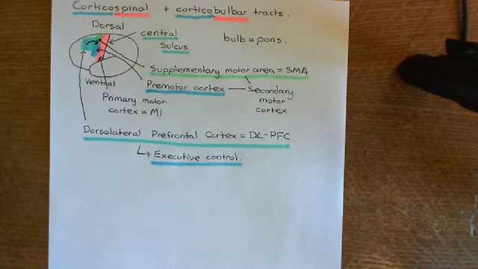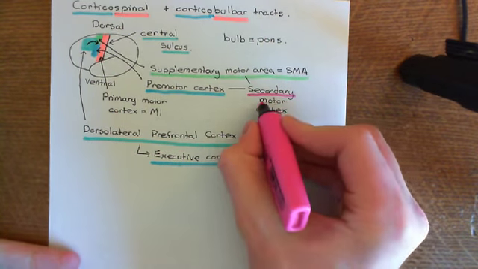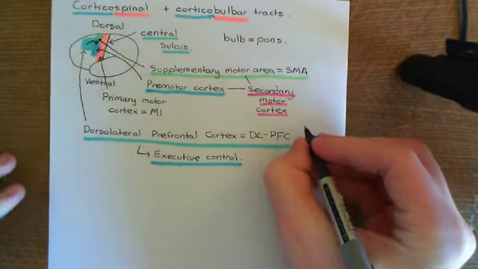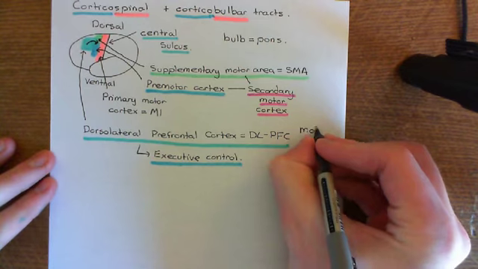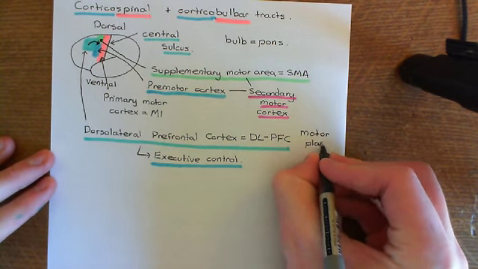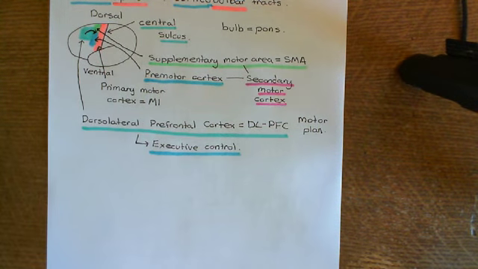Okay, and what does the secondary motor cortex do? Well, the secondary motor cortex comes up with what is known as a motor plan. Now, this is a really, really important concept, but it's quite a difficult concept to understand. So what is a motor plan? Well, let me try and give you the motivation for what a motor plan actually is.